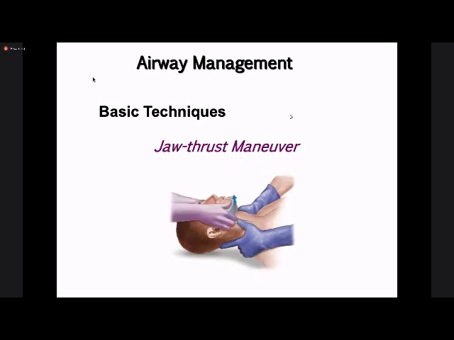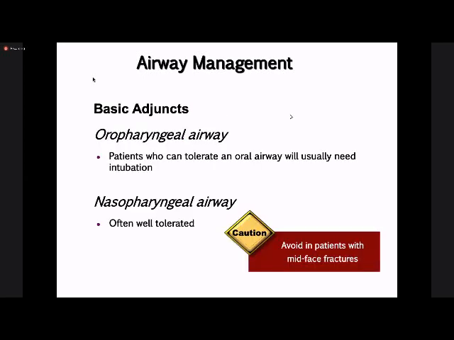And then jaw thrust, which works in a pretty similar way. You are pulling the jaw anteriorly by keeping your fingers behind the angle of the jaw. This again will open up the upper airway. Head tilt is not done in trauma because you may aggravate a cervical spine injury if one exists. Right. So you may do the chin lift and the jaw thrust, but still if you feel that the airway is not adequate, then you need to go for basic adjuncts in establishing the upper airway.